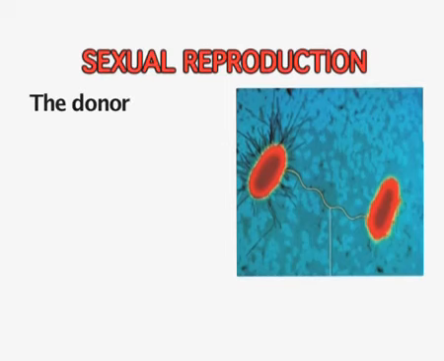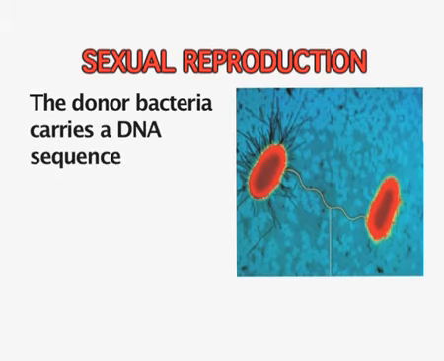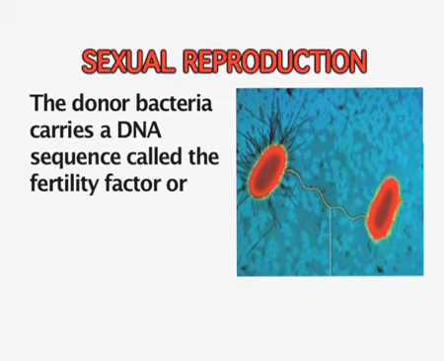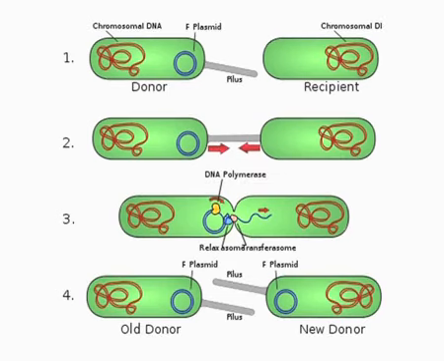The donor bacteria carries a DNA sequence called the fertility factor or the F factor. Typically, the genetic material is in the form of a plasmid, or a smaller piece of DNA. The F factor in the cell allows this bacteria to produce a pilus. As you can see in this figure, the pilus which is given out from the bacteria that contains the F factor would form a protoplasmic bridge between the two bacteria.